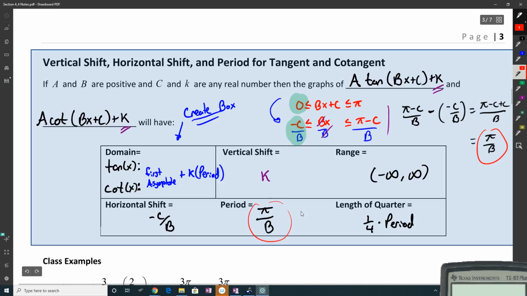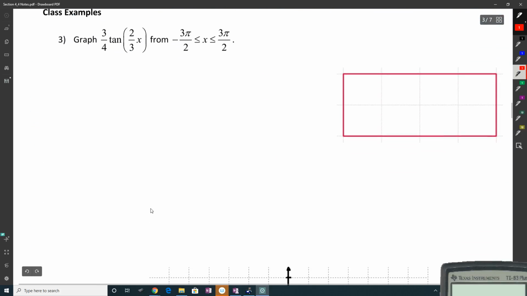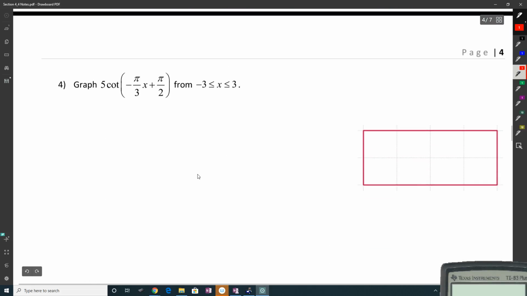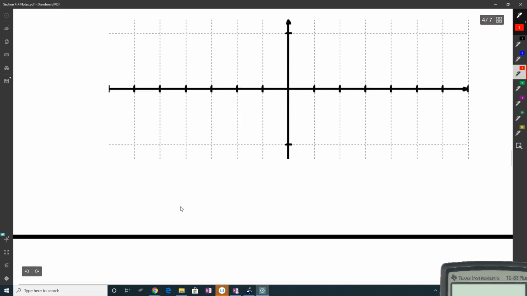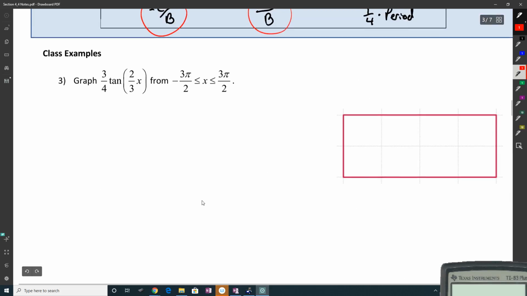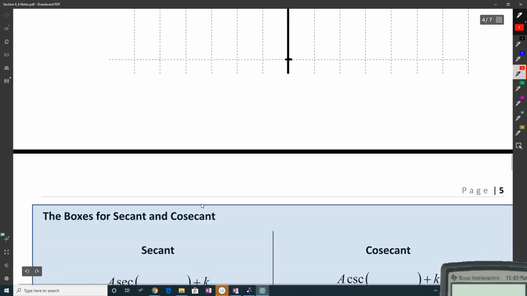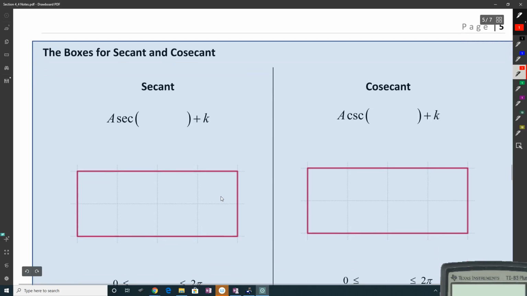But if you have your tangent and cotangent, once you know what b is, the number in front of x, you can just find the period by saying pi over b. So anyway, what I want you to do is work on these next two examples, number 3 and exercise number 4. And I want to see what you get. And then I'm going to post a video to Canvas, and you can check it out to see if you're right or not. Anyway, let's go to secant and cosecant.